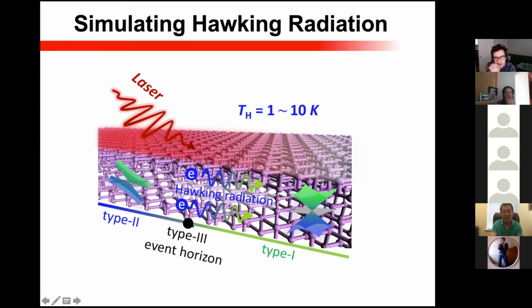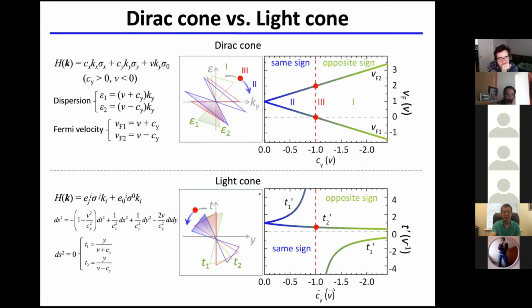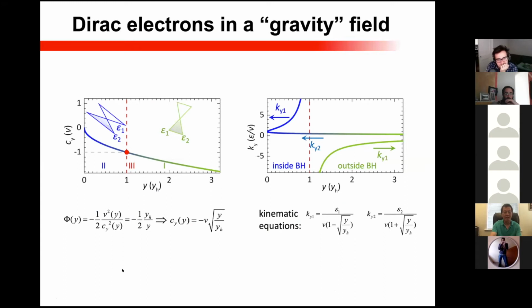As I mentioned earlier, because the electron interaction is very strong, we estimate the Hawking temperature can be up to Kelvin. So the last part is that we transform this dispersion relation of this Dirac cone into a light cone, basically in space-time coordinates, and then you can calculate the gravity field, in a sense, for the Dirac electrons. Basically, the equation of motion of electrons, all that.